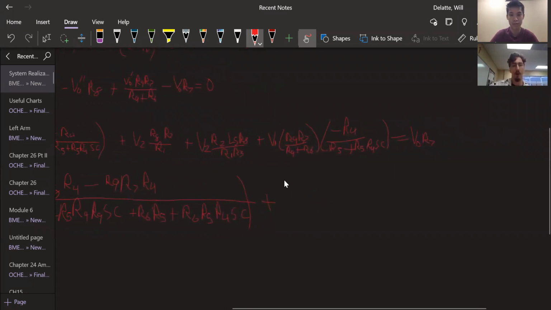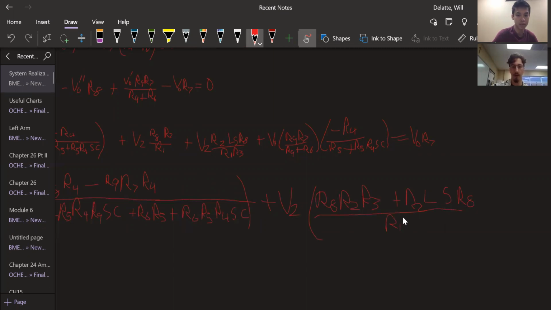Okay, so our next term, right? Much easier. All this term is missing is an R3 down here. So we just multiply out an R3 down here to get an R3 up here as well, so that we can combine these like terms and pull our V2 out, which is going to end up giving us an R8, R2, R3. Don't forget that R3, plus R2, LS, R8 over our very elegant R1, R3.